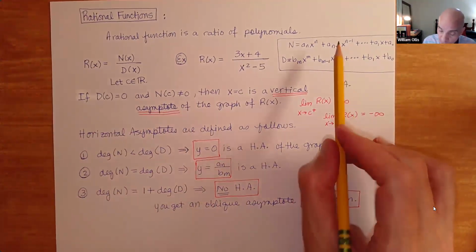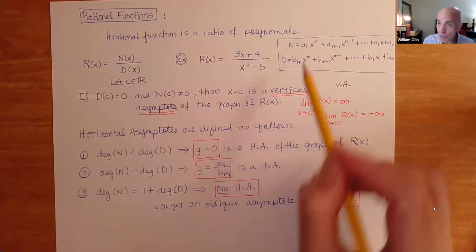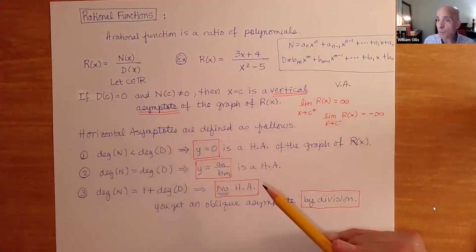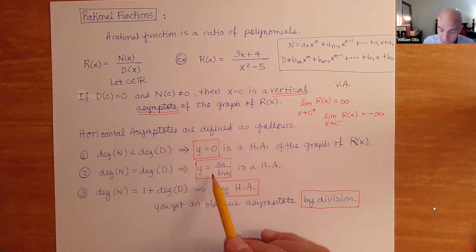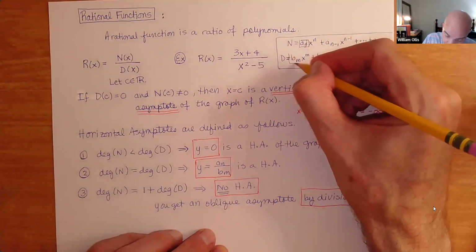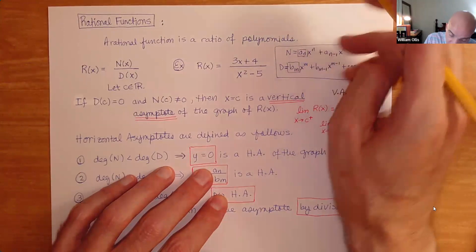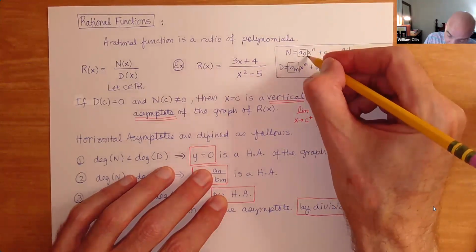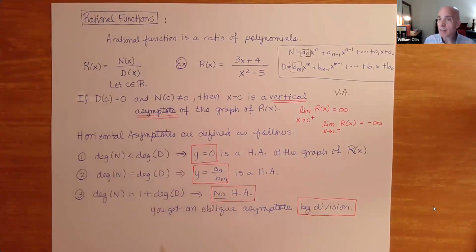Now, why it's very convenient to write these generalized forms, when the degree of n and the degree of d are the same, then we have a very simple relationship going on. This has to do with factorization. The horizontal asymptote will simply be the ratio of the leading coefficients here. That is, we'll take the ratio of a sub n to b sub m. That ratio will give us the horizontal asymptote. So again, when we pay attention to the degrees, we can get some very quick information about what is happening.